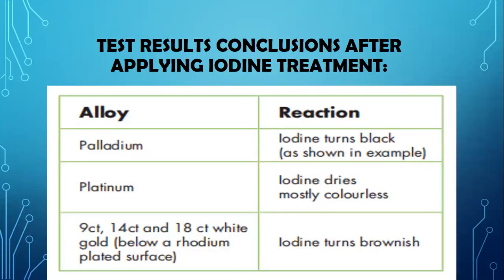Here are the test results we can conclude after performing the test. When iodine is applied, if it is palladium, the iodine will turn black. If it is platinum, the iodine dries and the platinum remains in its color. If it is 9 carat, 14 carat, or 18 carat white gold, the iodine will turn brownish.